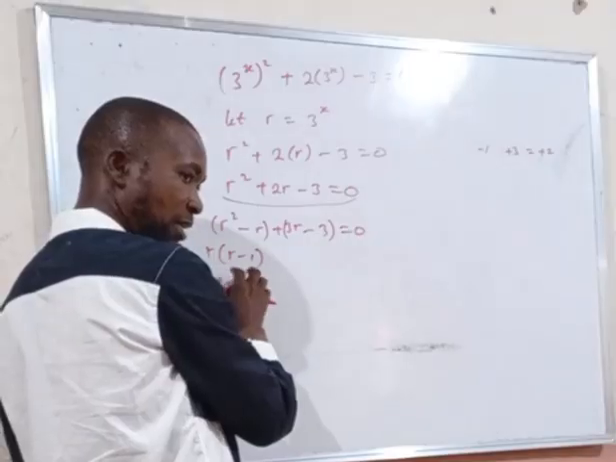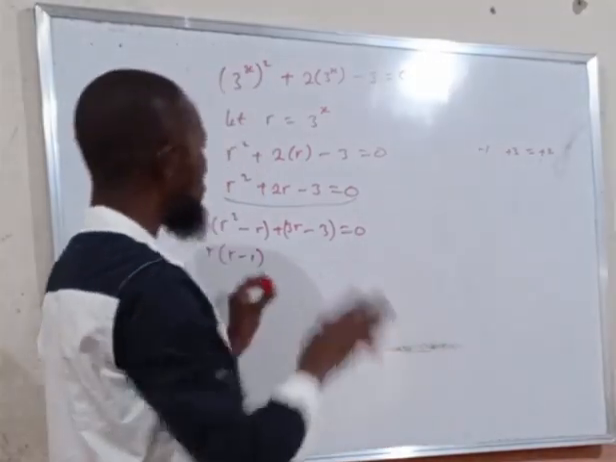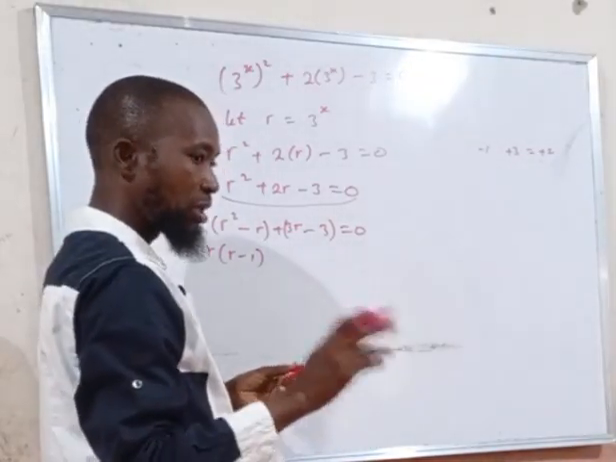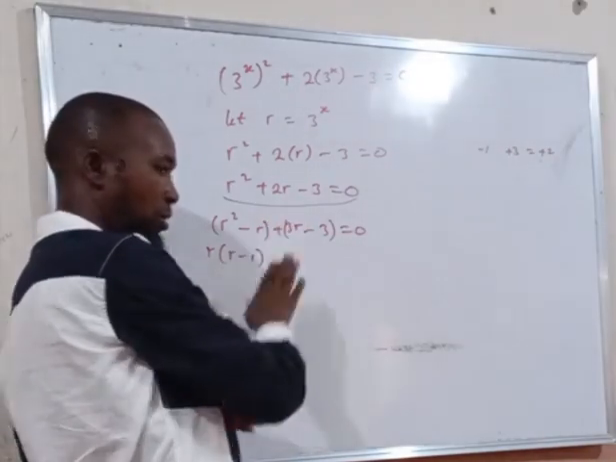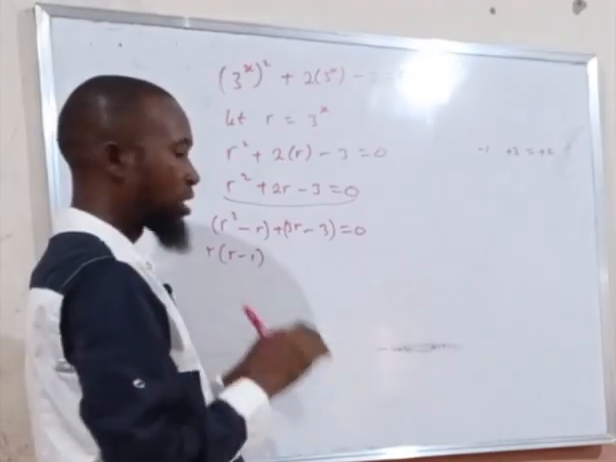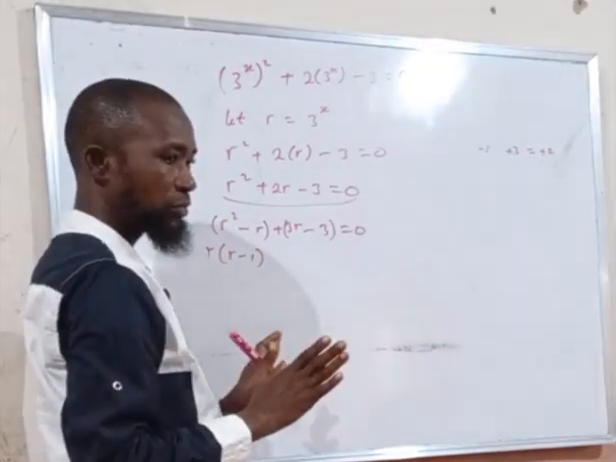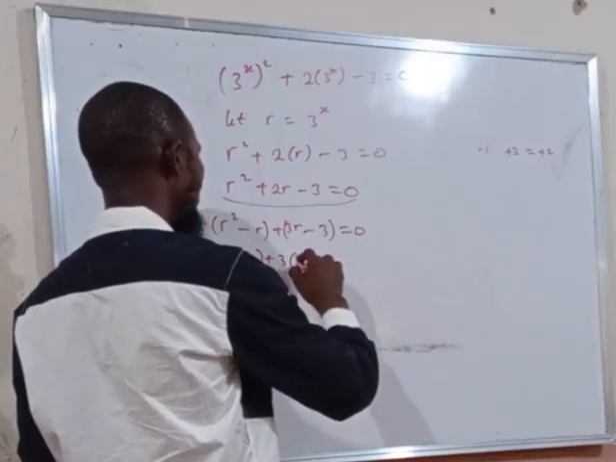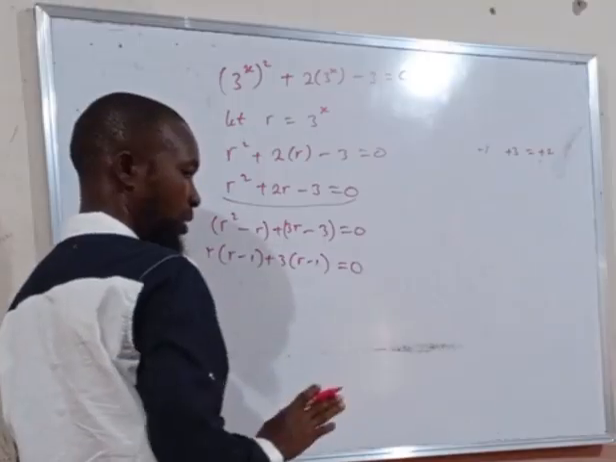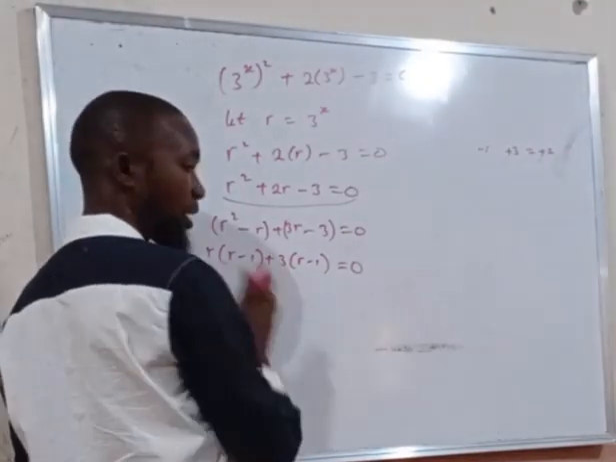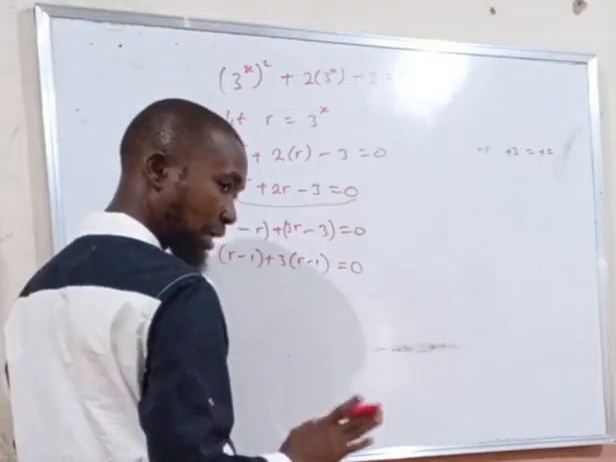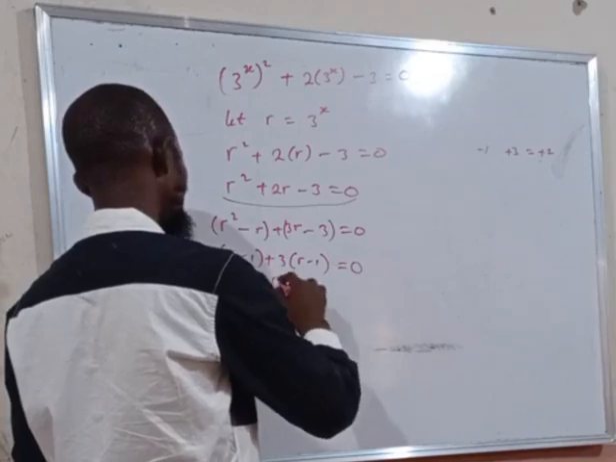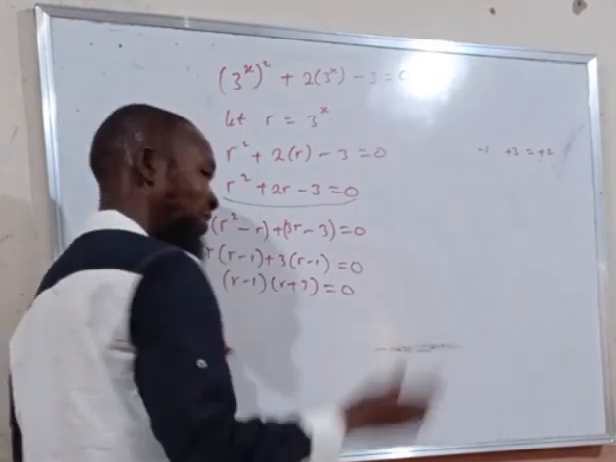I hope this area is clear. For some of you that have not been taught factorization in quadratic equations as a topic, that was the reason I taught you the almighty formula. So if you don't understand this now, you don't have a problem. Apply your almighty formula. What matters to us is the value of R. Then 3 is common, so we say 3 into R minus 1 is equal to 0. In order not to waste our time, that is the reason we are using the factorization method. So we say R minus 1, R plus 3 is equal to 0.